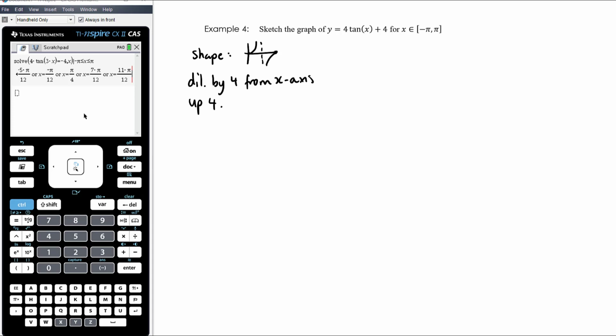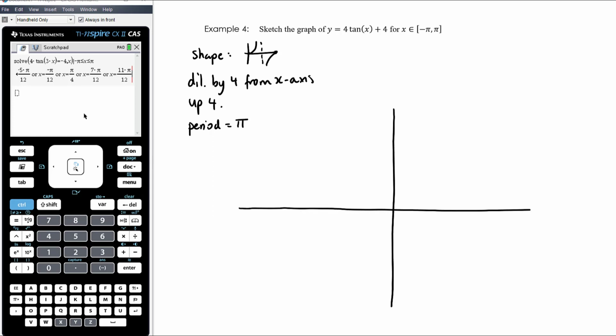There's no period change, so the period remains at equal to pi, okay? So for a tan graph, half of the period is the sufficient scale, quarter of the period's nice, so maybe we'll divide into pi on 4. We want to go from negative pi to pi, which means that's a span of 2 pi, which means we'll see 2 complete periods.